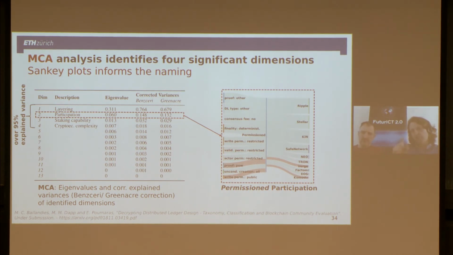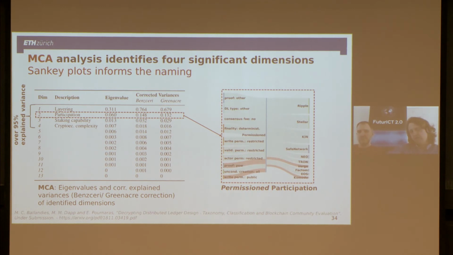So basically, the contribution of each attribute value to the construction of the dimension. Here we have permissioned participation, and we see that systems which have a permissioned participation usually don't use consensus fees. They have a different type of proof type, so they don't use proof of work or proof of stake. The write permission is usually restricted. Actor permission is restricted. So that's the flow from the left to the right.